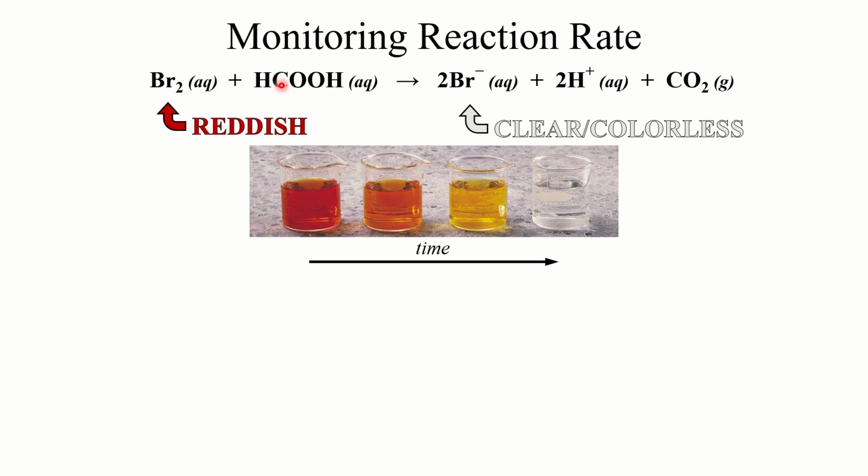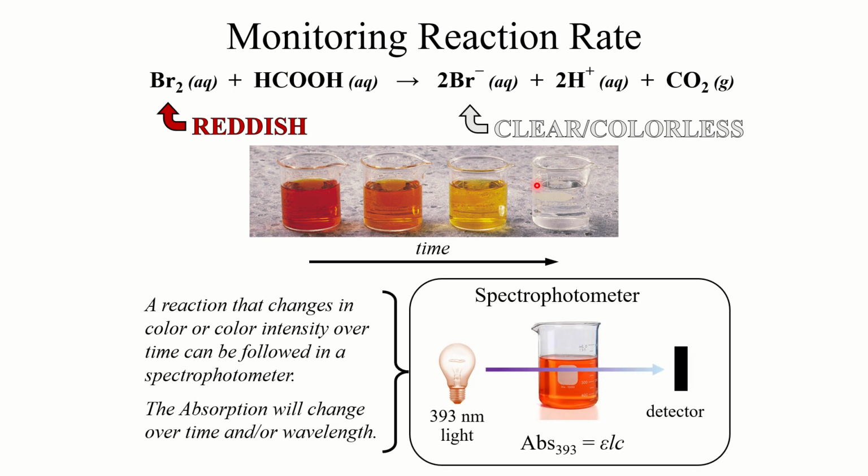If you put Br2 in a reaction vessel with HCOOH, it will eventually form bromide along with some hydrogen ions and carbon dioxide gas. We can see as the reaction proceeds over time, the solution loses its color. So we could monitor this with the spectrophotometer. Suppose we recorded the absorbance at 393 nanometers, which is where liquid bromine absorbs light. Over time, that absorbance would drop, and you could use that absorbance to determine the concentration of bromine over time, and you could use this then to determine the reaction rates.